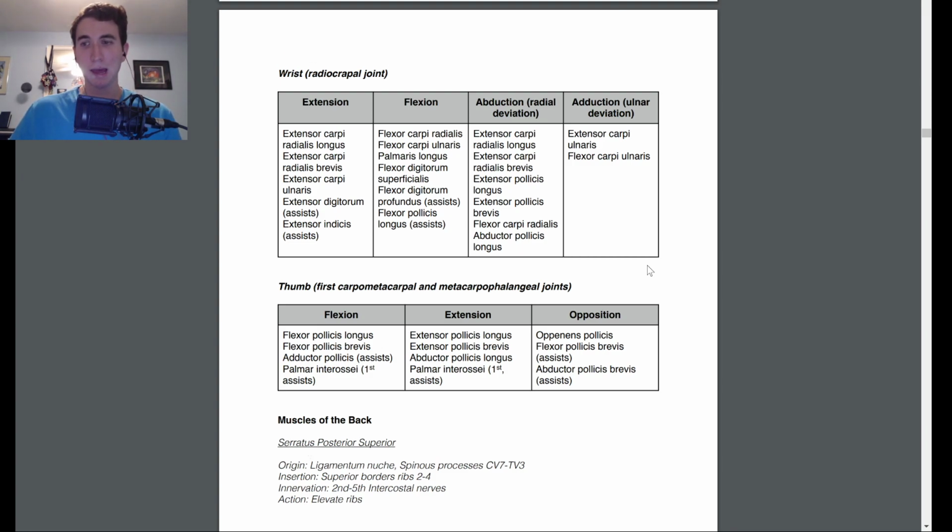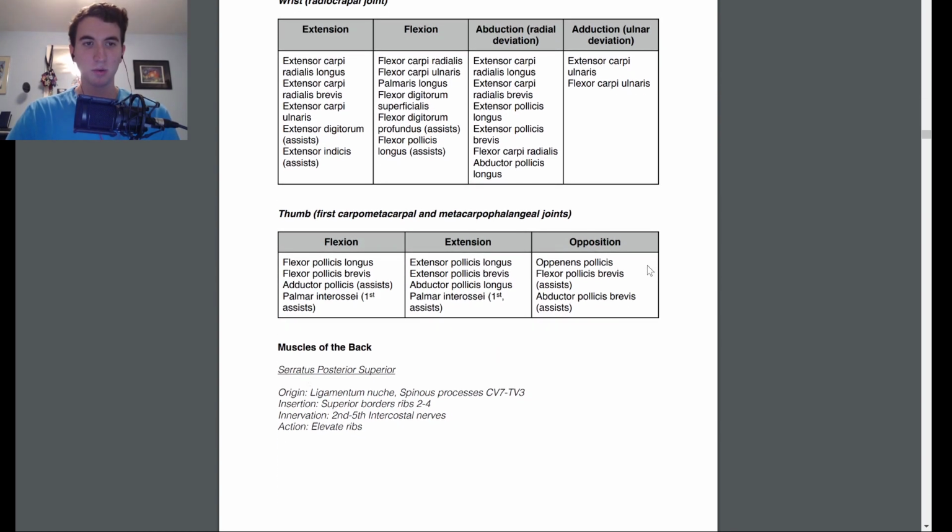Then with abduction, which is radial deviation, we have the extensor carpi radialis longus, the extensor carpi radialis brevis, the extensor pollicis longus, the extensor pollicis brevis, the flexor carpi radialis, and the abductor pollicis longus. Then with adduction, which is ulnar deviation, we have the extensor carpi ulnaris and the flexor carpi ulnaris.